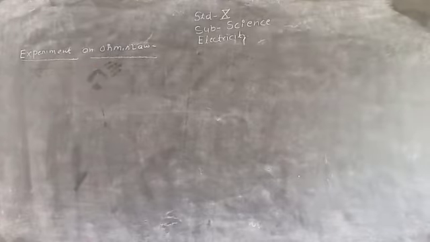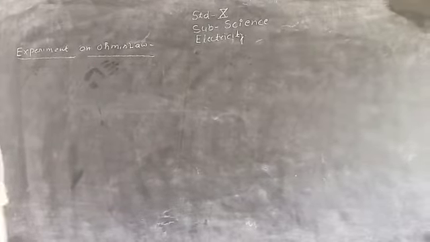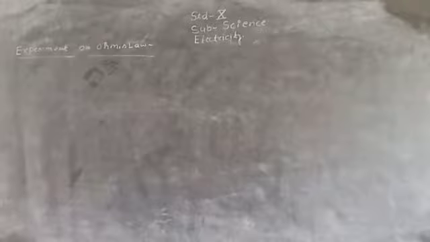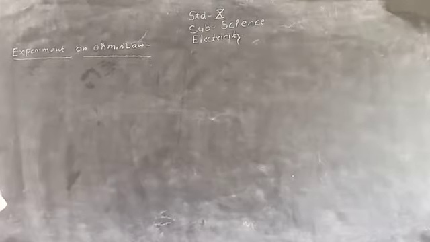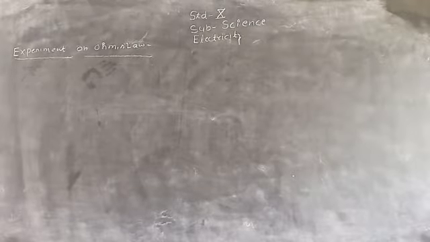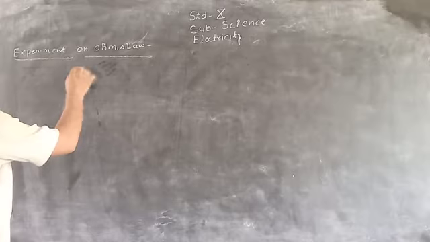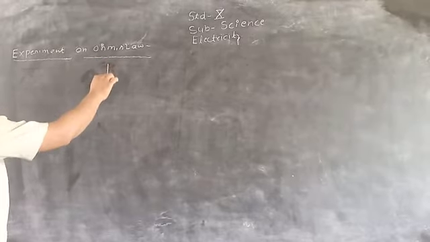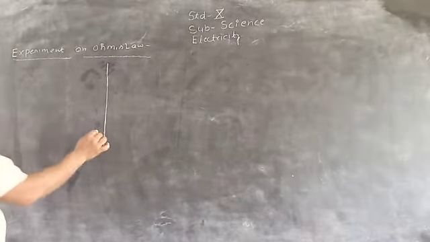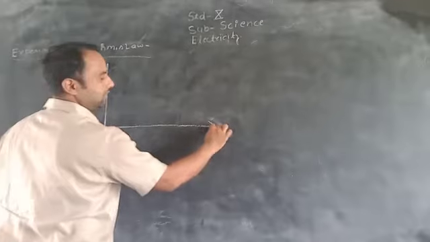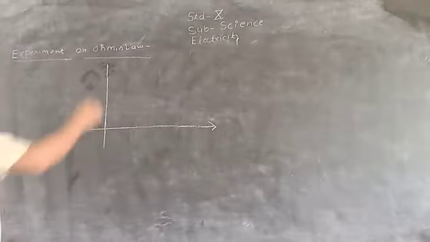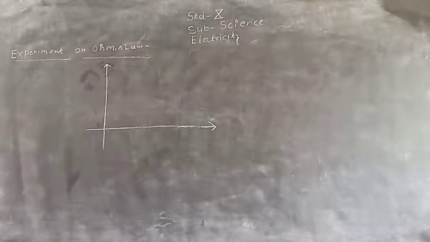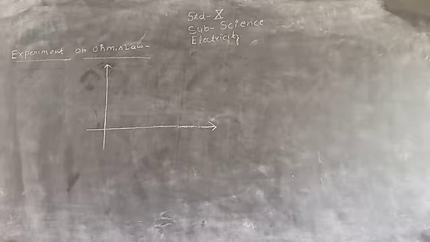We discuss the topic of electricity, the experimental setup on Ohm's law. So we have to describe the experimental setup which is followed by Ohm's law. We are taking two axes first. Here we have two axes because when we are drawing a graph of any physical quantities, we have to take the two physical axes.